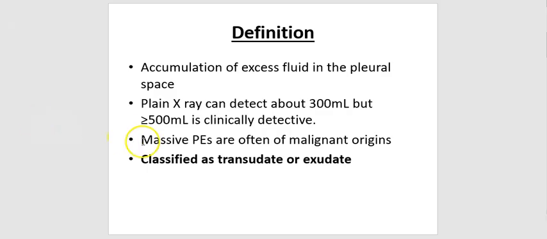Now, massive pleural effusions are often of malignant origins. You have to note this point because I find it very, very helpful, especially when you're looking at the imaging findings of pleural effusion. Now, pleural effusion can be classified into transudate and exudate. Now, what does this mean?